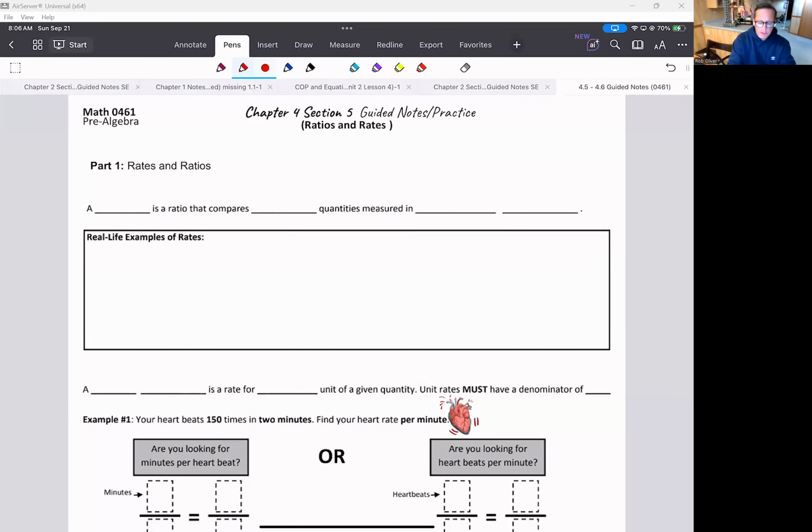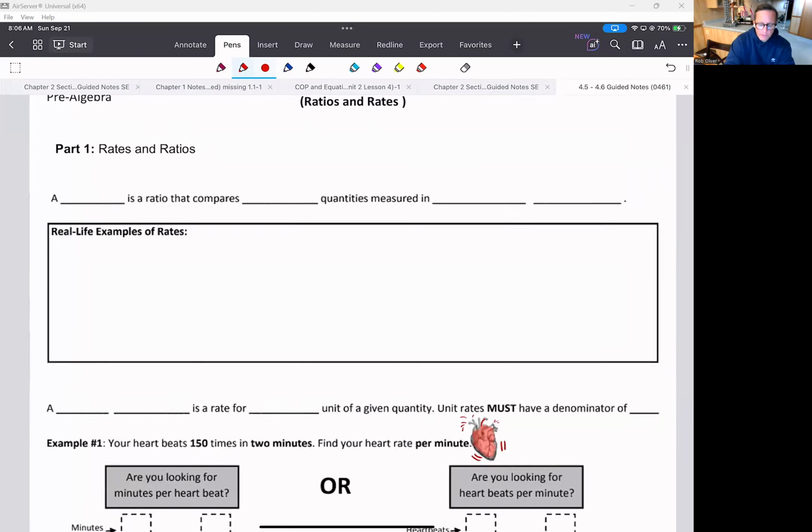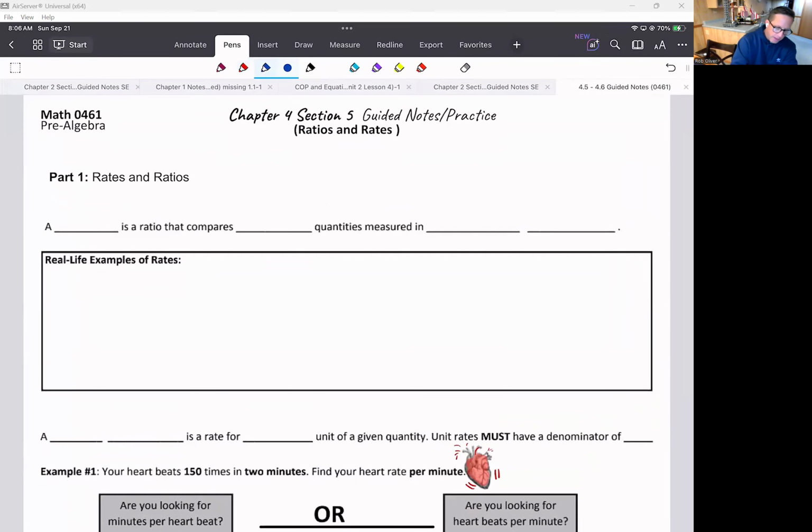Okay, let's go ahead and get started here with Chapter 4, Section 5, rates or ratios and rates. All right, so let's talk about rates first. What is a rate? Ratio has rate in it, R-A-T at least. A rate is a special type of ratio. A rate is a ratio that compares two quantities measured in different units.